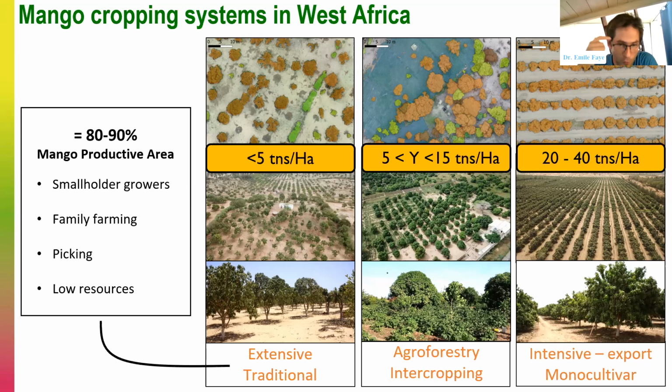And then you have the one we call the extensive traditional cropping system, which is the most present. Almost 80% of the mango productive area in West Africa is from those traditional systems, where you have really smallholder growers with family farming. It's almost only picking the fruits when they're ready, and they are very low resources, but still they produce yields, with small quantities for sure, but providing fruits for many people in West Africa, but also worldwide.